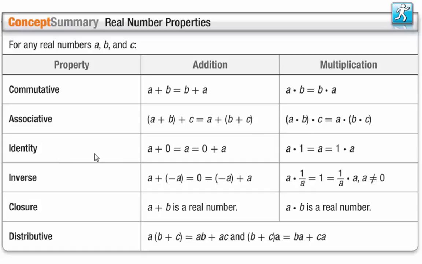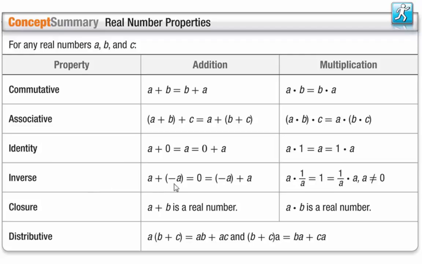Identity property. The identity of addition is 0. It means if I add any number to 0, it won't change its identity. It's going to stay a. Even for multiplication, the identity for multiplication is 1. Any number multiplied by 1 won't change its identity. It's going to stay a.